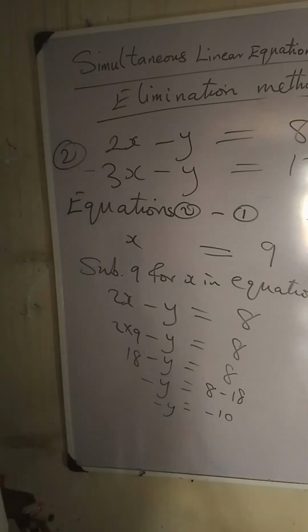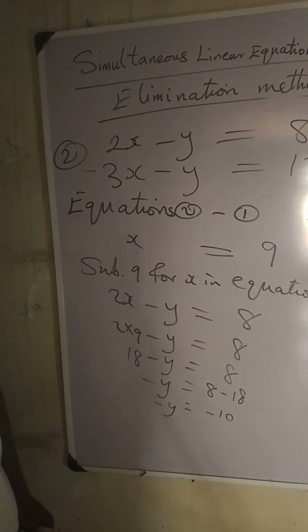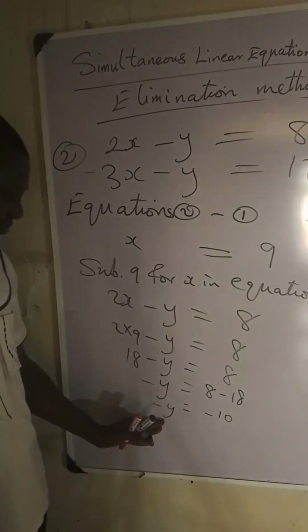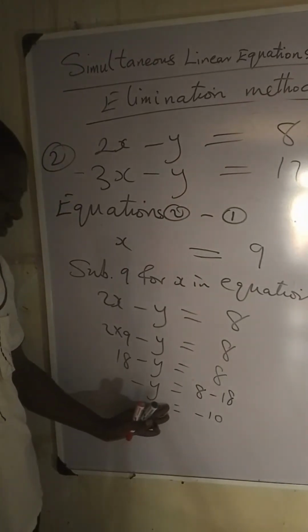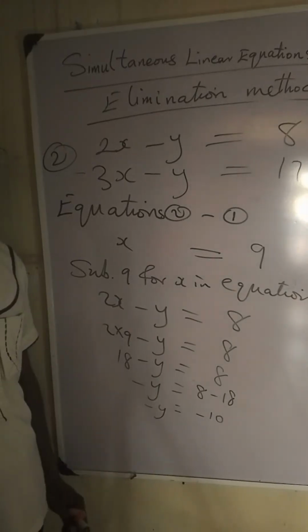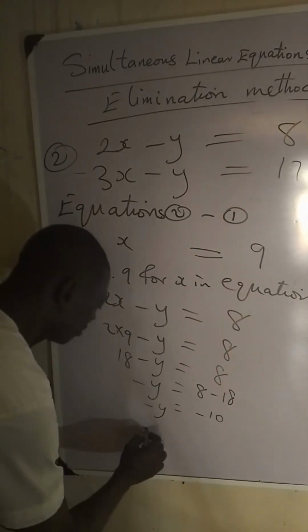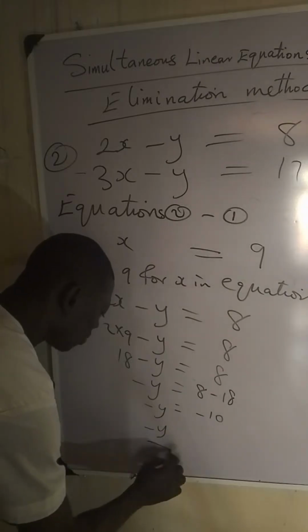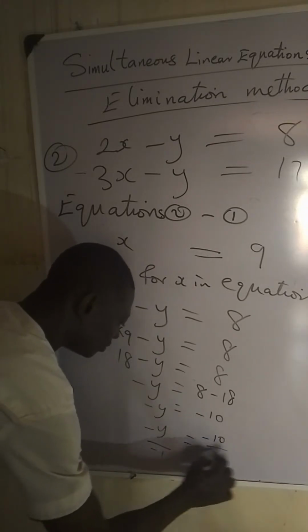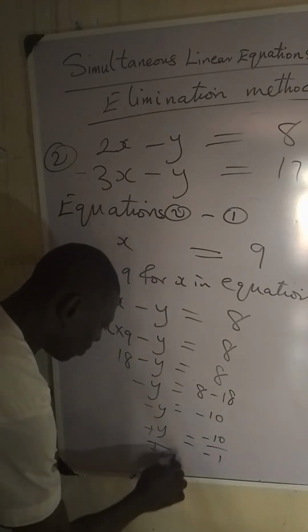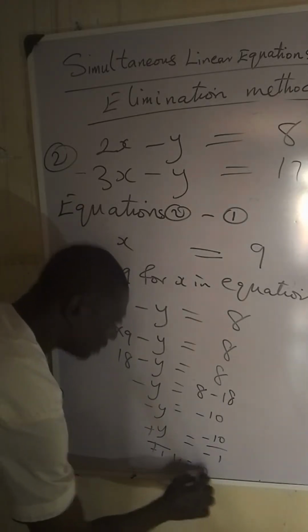Can you see that it's minus 10? Yes. If it's minus 10, we leave it like that, unless we have the unknown having the coefficient of plus 1. We will not leave it like that. So we have to divide both sides by minus 1, the coefficient of the unknown. That will give us y being equal to 10.